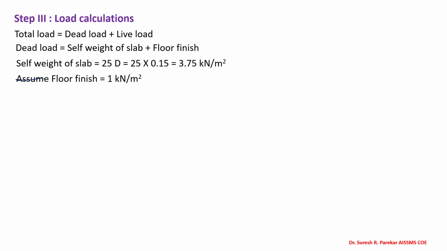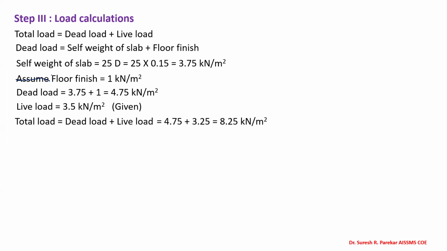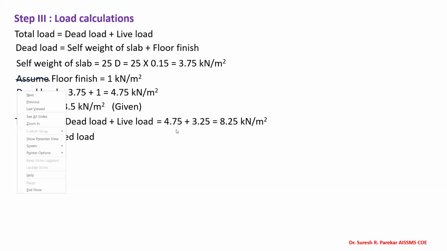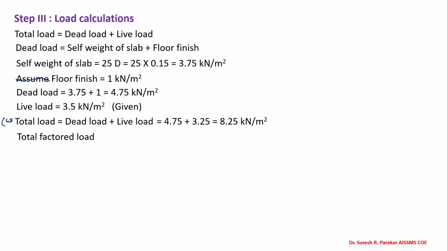So floor finish is 1 kilonewton per meter square. Then total dead load we will get. So live load is given. Then we can find total load, which is 8.25. So this load we can consider total load, that is equal to W.